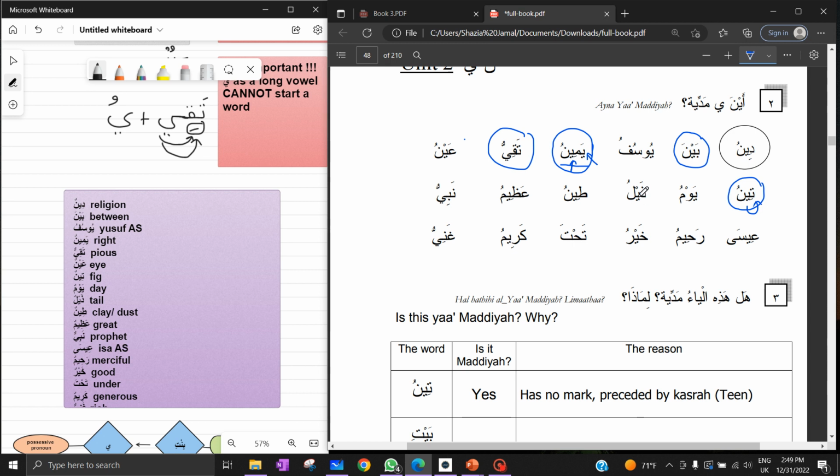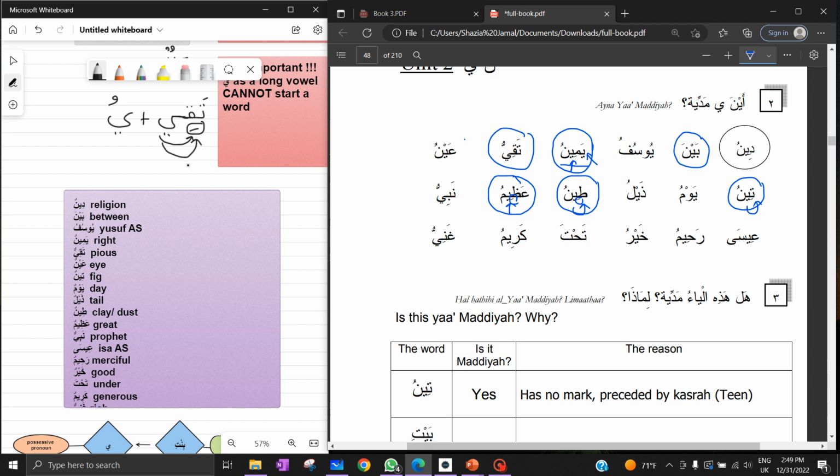Layl, is this ya a long vowel? No, because ya has a sukoon. Teen, let's check. Does it have a long vowel? Ya does not have a sukoon, the first proof. The second proof, it is preceded by a kasra. Before ya, there is a kasra, as you can see here. Yes, it is a long vowel. Azim, yes, this is a long vowel. How? No haraka, proof number 1. Proof number 2, a kasra before it. The previous letter has a kasra. Yes, it has a long vowel.